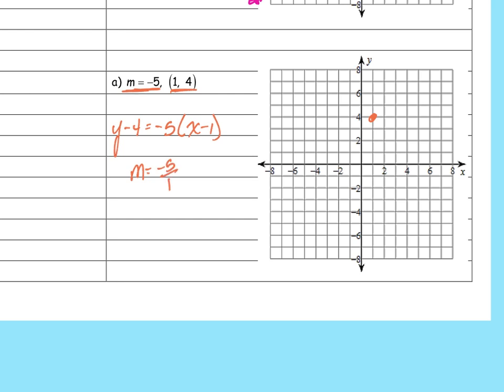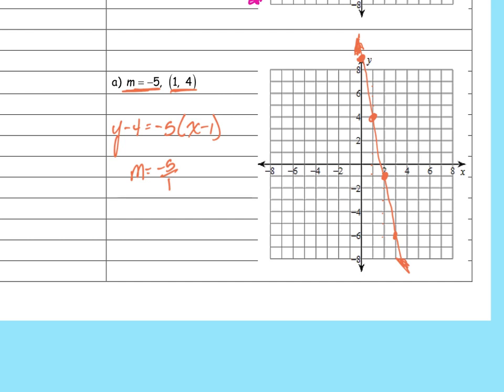So 1, 2, 3, 4. Oh, I can't go to 5. Oh, well. We'll put a point there. 1, 2, 3, 4, 5 over 1. And here we go. And there's my graph. Okay?